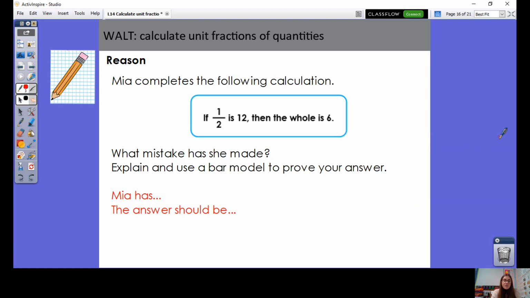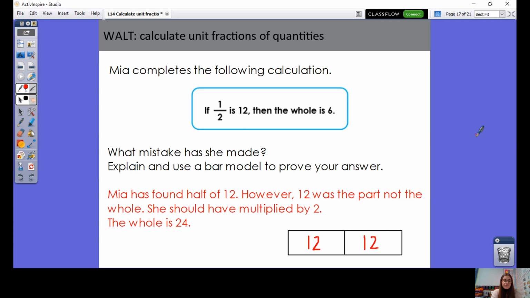Okay, welcome back. So you should have recognised that Mia made the mistake of dividing 12 by 2 to get 6, rather than multiplying 12 by 2. So the answer should have been 24. So your reasoning would have been that Mia has accidentally divided 12 by the denominator to get 6 as the whole, rather than multiplying 12 by the denominator to get the whole. I think we've got the answers on the next slide.